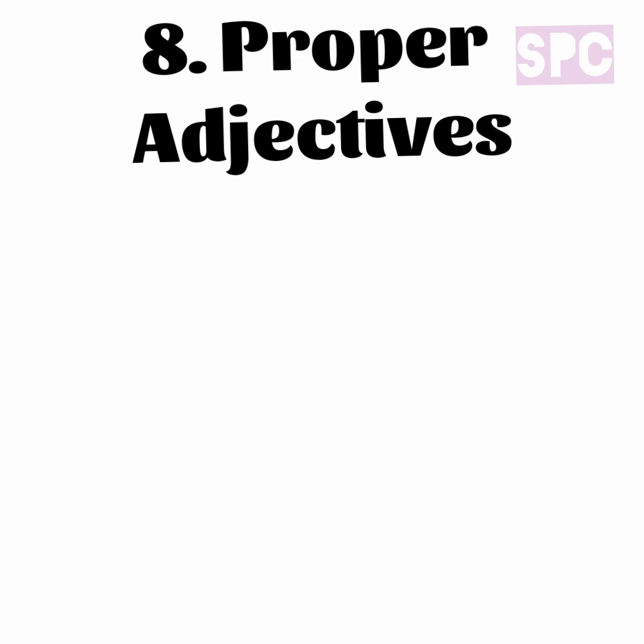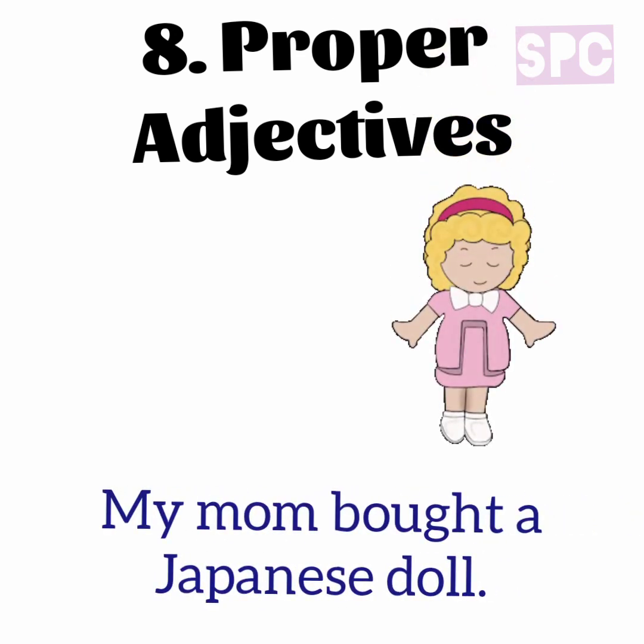First example, my mom bought a Japanese doll. The word Japanese tells something more about the noun doll. It tells us that the doll is from a place called Japan. So, in this sentence, Japanese is the proper adjective and doll is the noun.